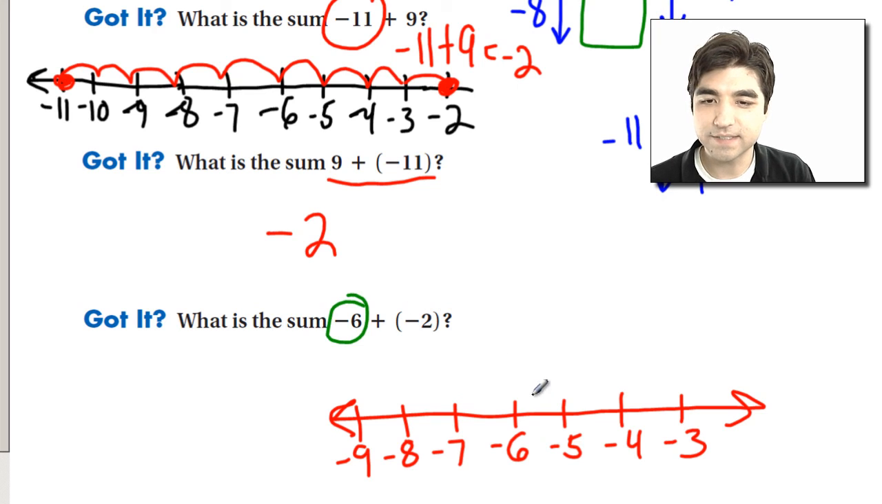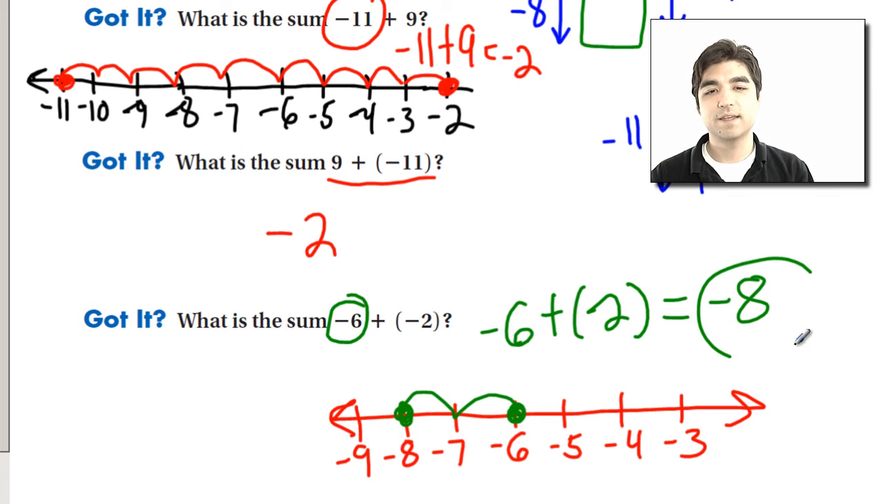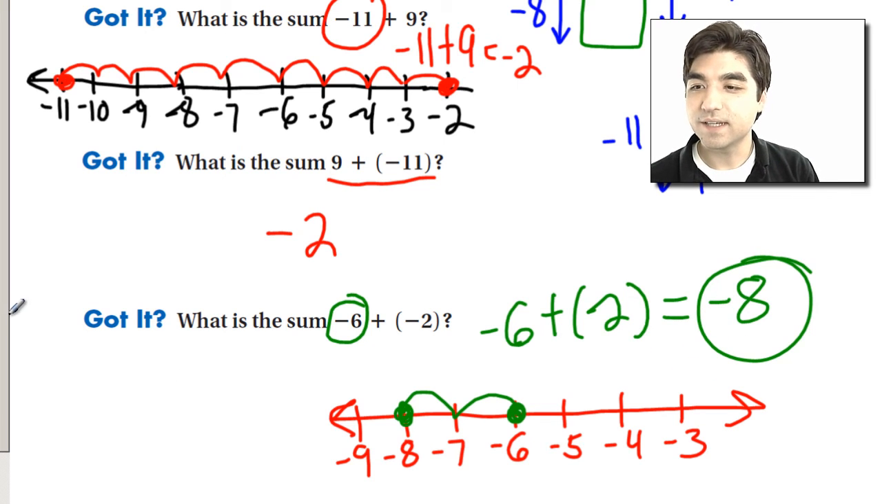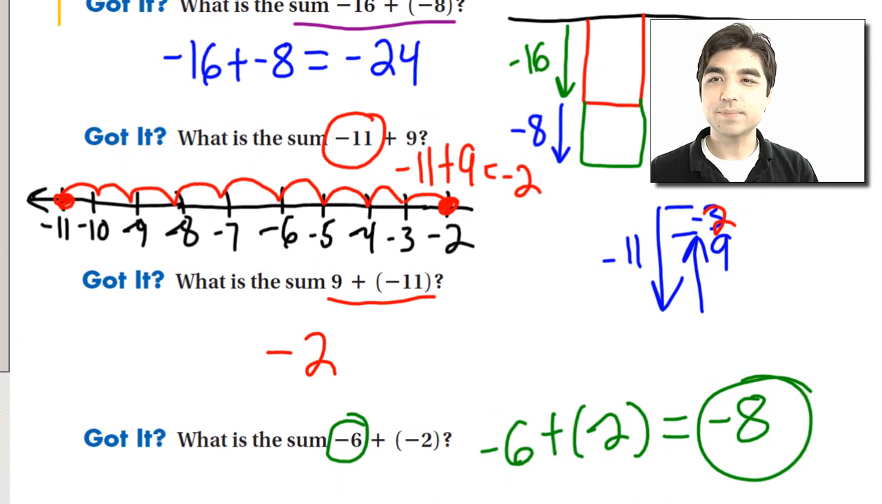Okay, so we start at negative 6. Then we go to the left, plus a negative 2. 1, 2. And we end up at negative 8. So negative 6 plus a negative 2 equals negative 8. That's the answer for those. If you got any questions, just make sure to ask. If not, go on to example 3.